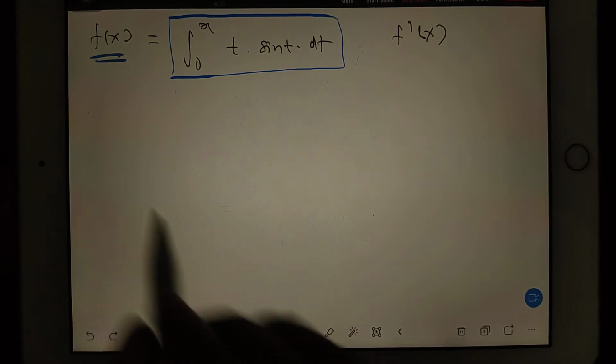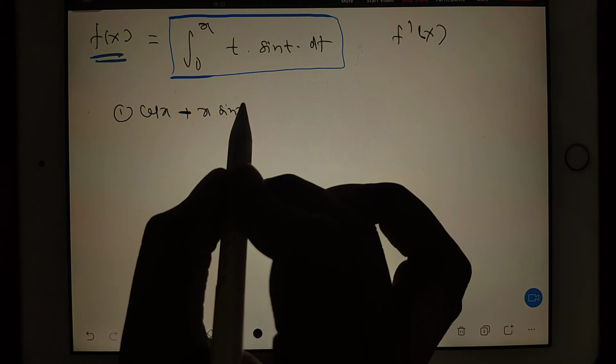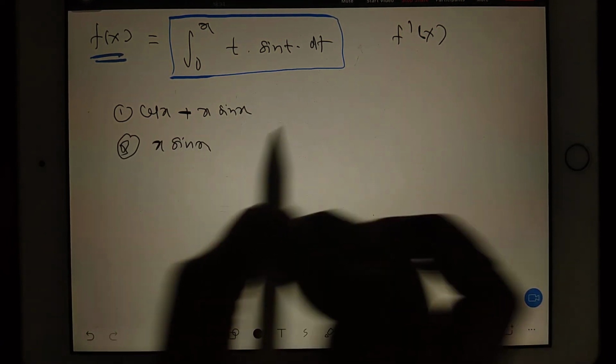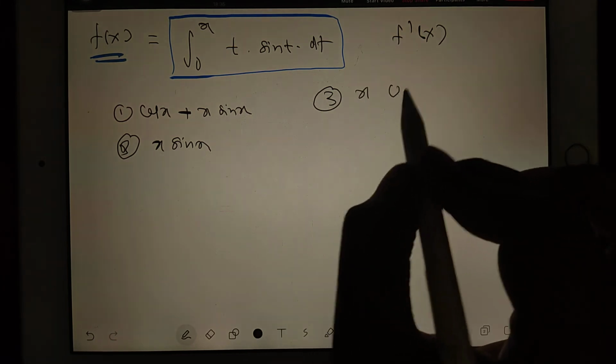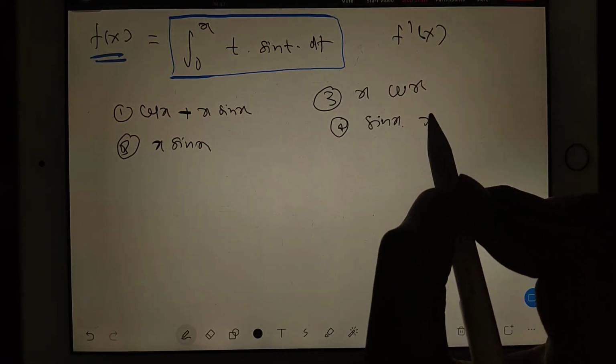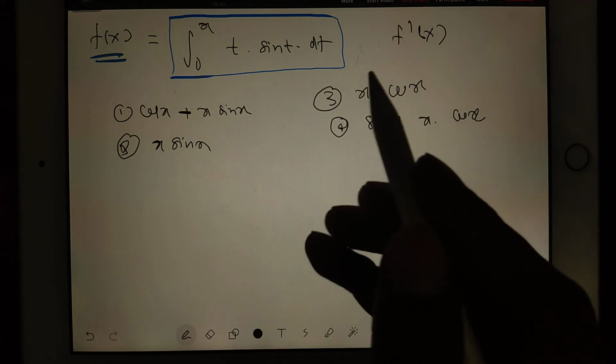You see the options: cos x plus x sin x. Second option, x sin x. Third option, x cos x. Fourth option, sin x, x cos x. Okay, anyway, see how to do this.